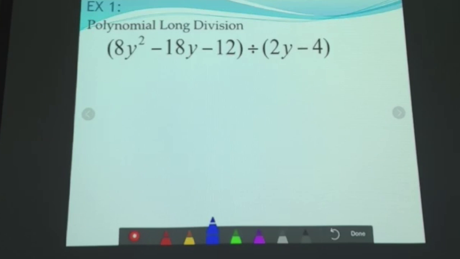So when we write out our problem, the second portion of the problem is called the divisor, and it gets written out in front. So we're going to put the 2y minus 4 out in front.